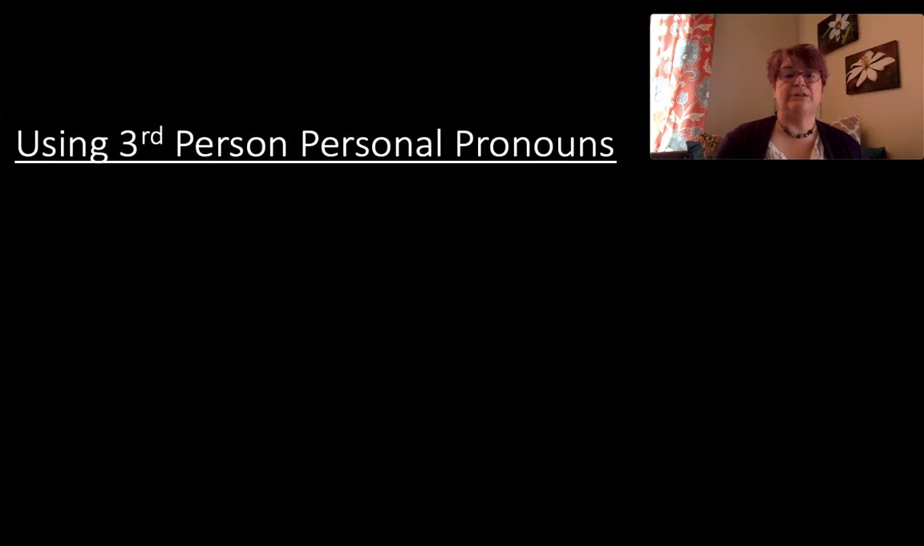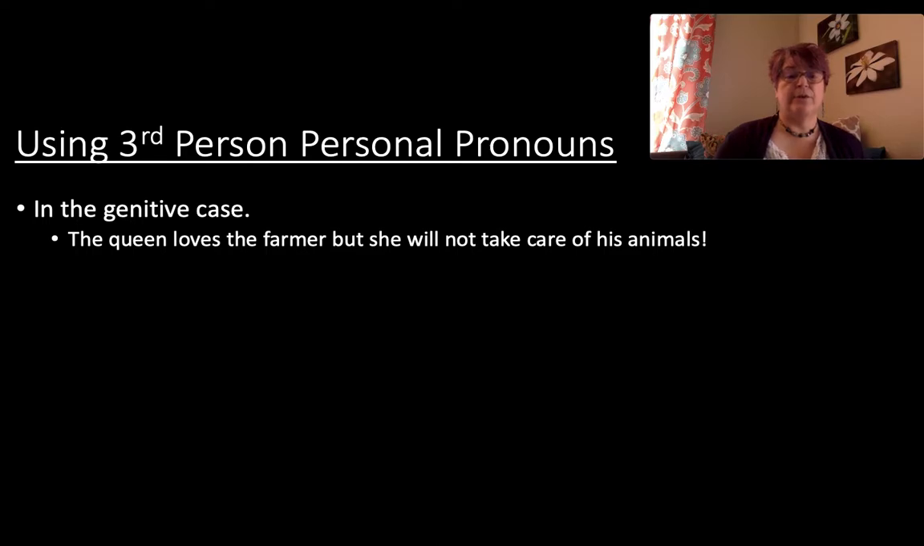Now we'll continue to look at the third person pronoun in use by focusing on the genitive case. The queen loves the farmer, but she will not take care of his animals. She's not a very nice person. His is the pronoun. Its antecedent is farmer.